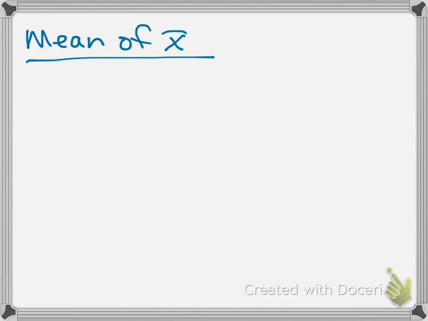Last video, we saw that the mean of p hat was equal to p. So the mean of our sample proportions is equal to our population proportion. So it probably won't come as a big surprise that the mean of our sample means should just equal mu, which is our population mean. No big surprise there.